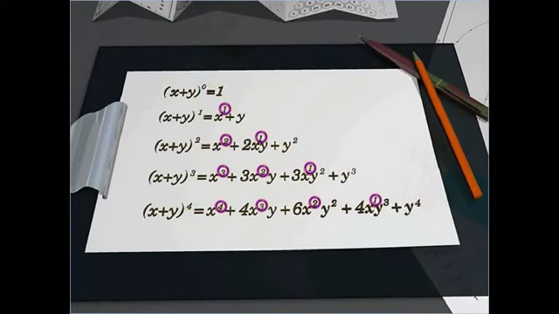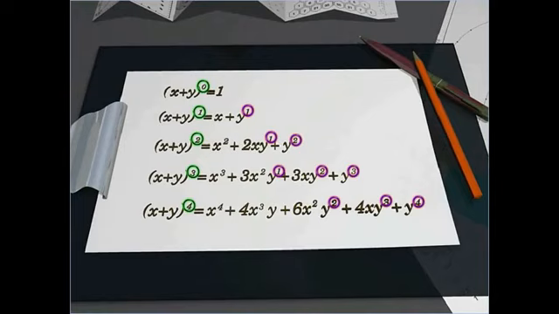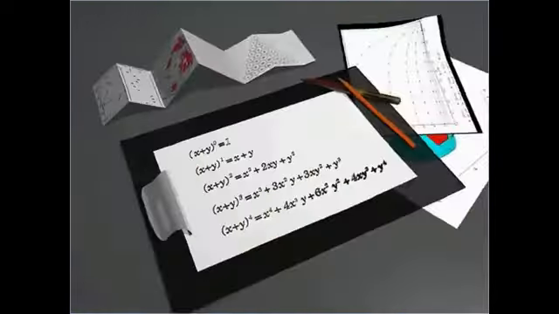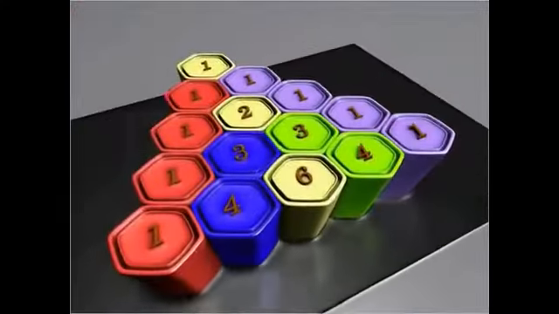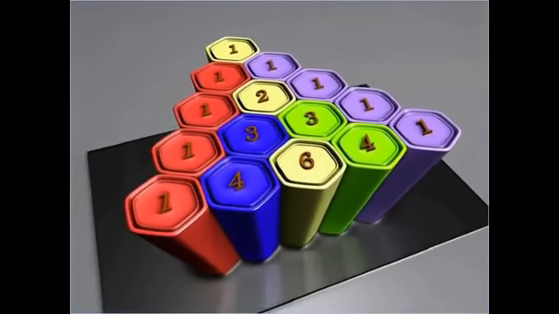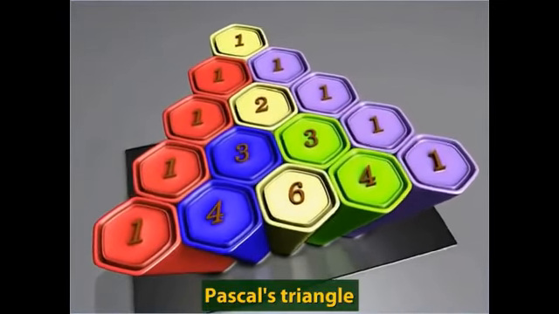The power of x begins with the power of the binomial expression and decreases to 0 in the last term, and the power of y begins with 0 and increases to the power of the binomial in the end. If you remove the coefficients in these expansions, they form a triangular array. This triangle is known as Pascal's triangle.